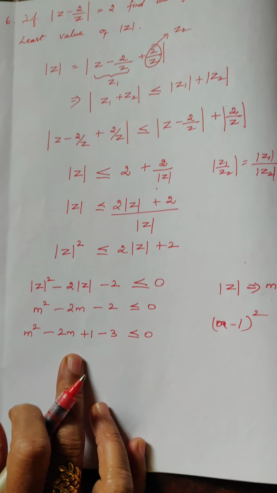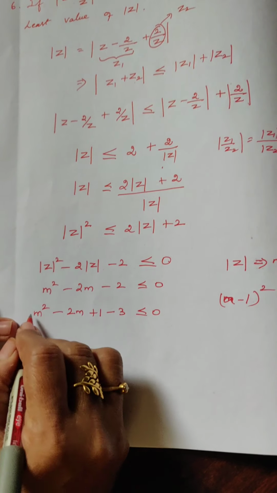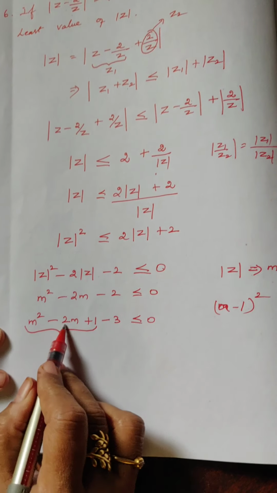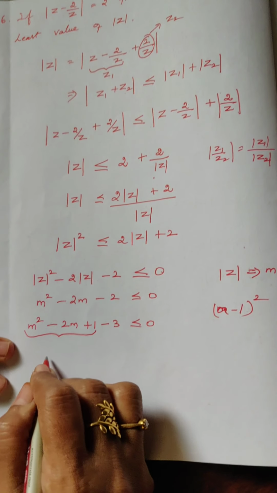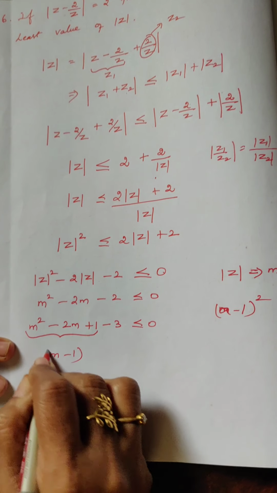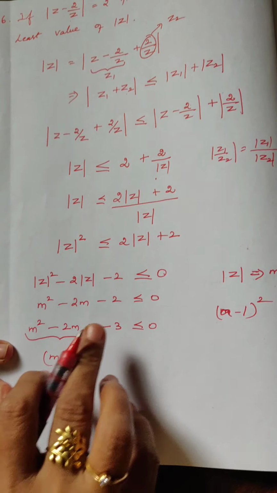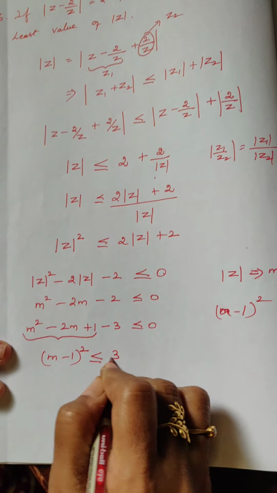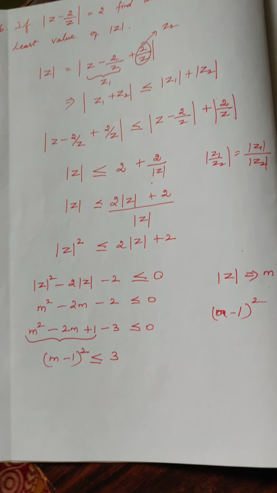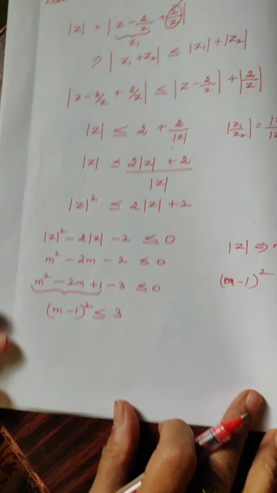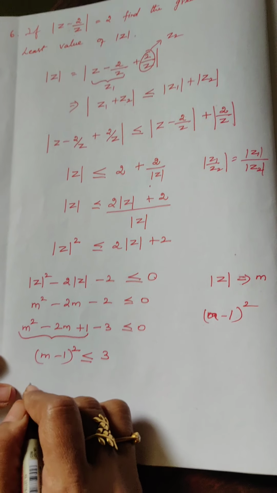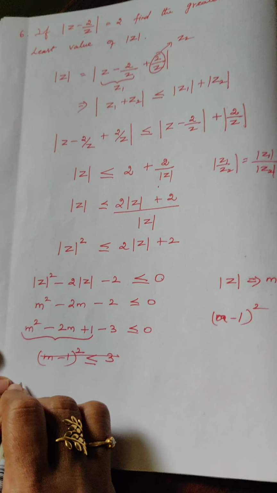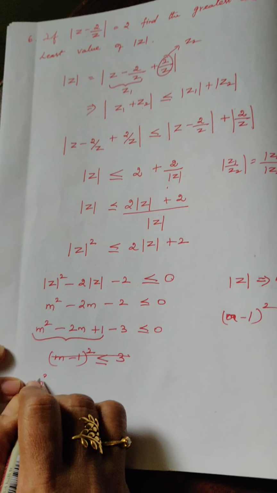Minus 2 can be written as plus 1 minus 3. So already you know how to factorize this. m square minus 2m plus 1 looks like the formula of m minus 1 the whole square. Is it clear now? I am taking this minus 3 to that side, which is lesser than or equal to 3. Clear? Any doubt in this? This m is nothing but our modulus of z. Be careful. So I can simply write it as m minus 1 the whole square.